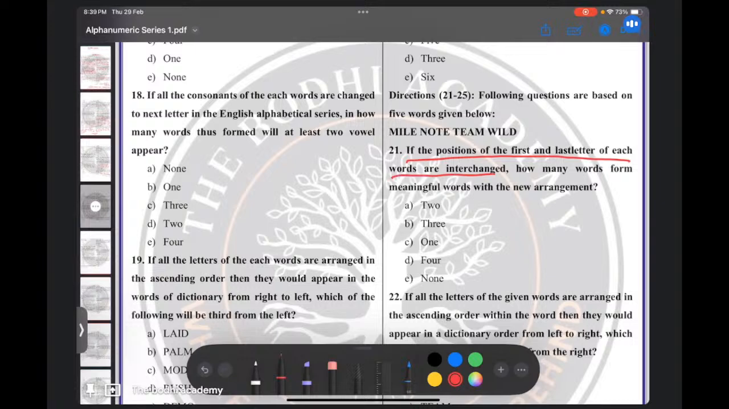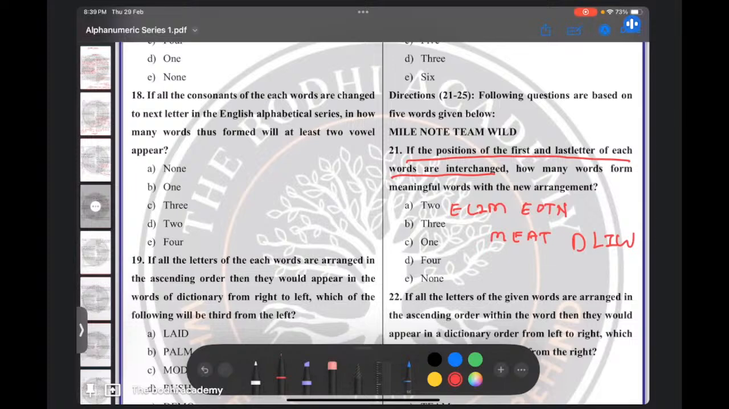So first we'll change the position. It will become like M, L, I, M. Next, E, O, T, N. Next will be M, E, A, T. Next will be D, I, L, W. Then how many words are found meaningful? So after this you have to find how many meaningful words are found.